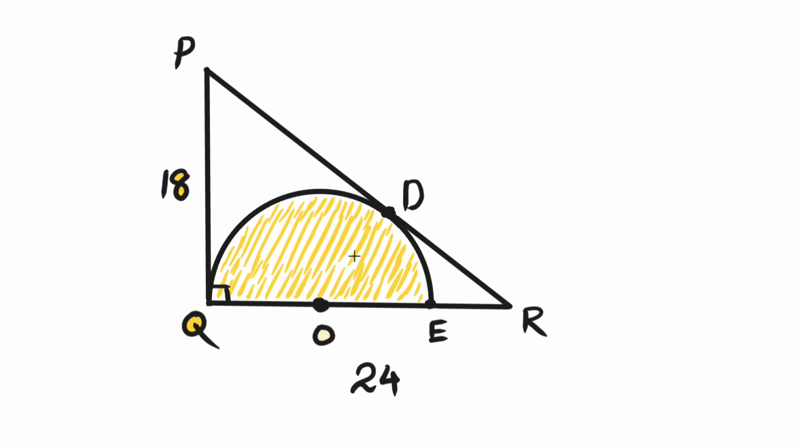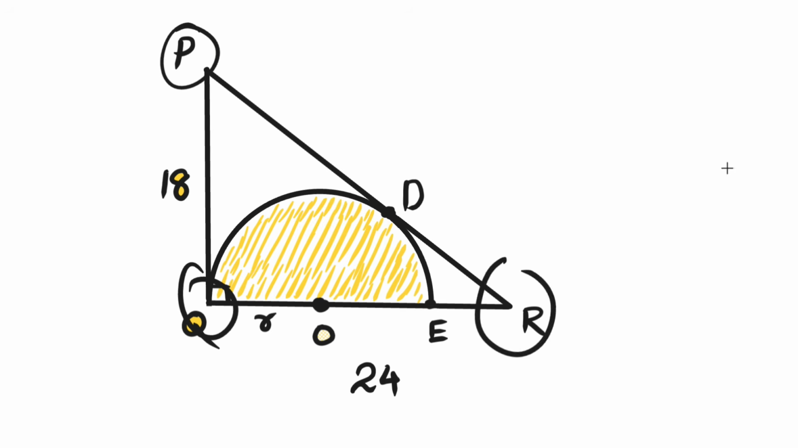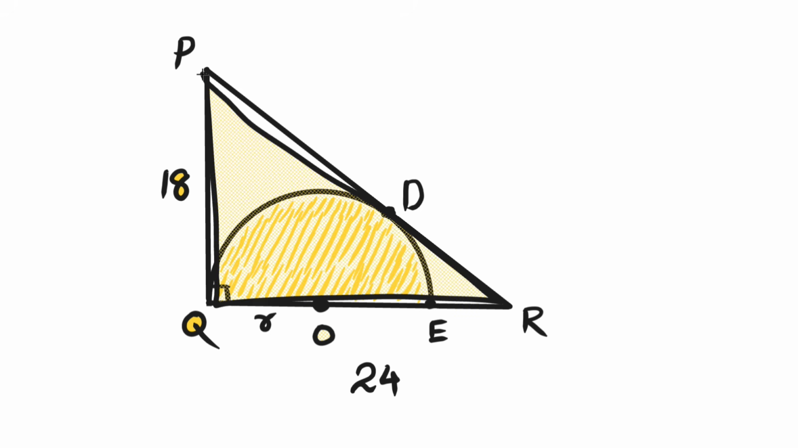So, let's begin by calling the radius of the semicircle lowercase r. Because QO is a radius and PQ touches the semicircle at Q, the radius QO is perpendicular to the tangent PQ. That gives us a right angle at Q, which is consistent with the fact that triangle PQR is a right triangle.